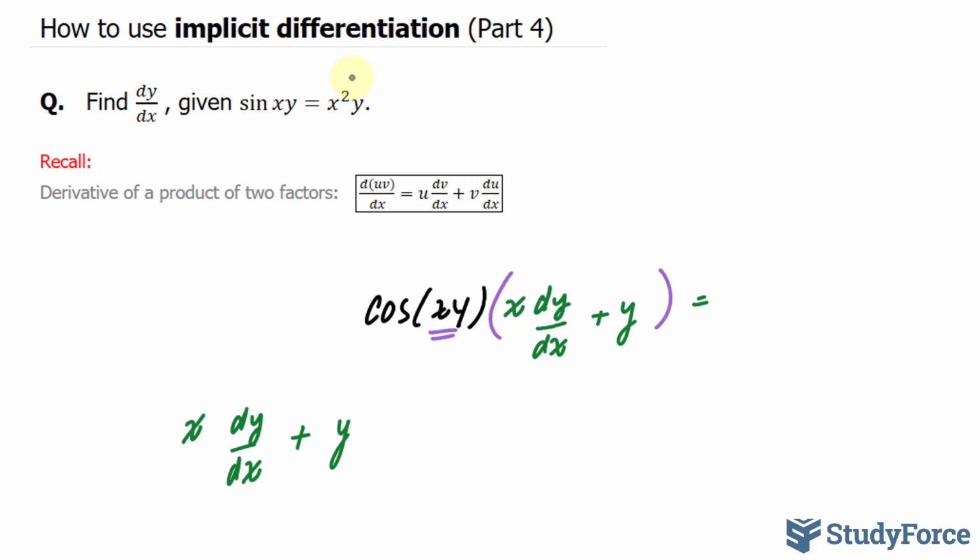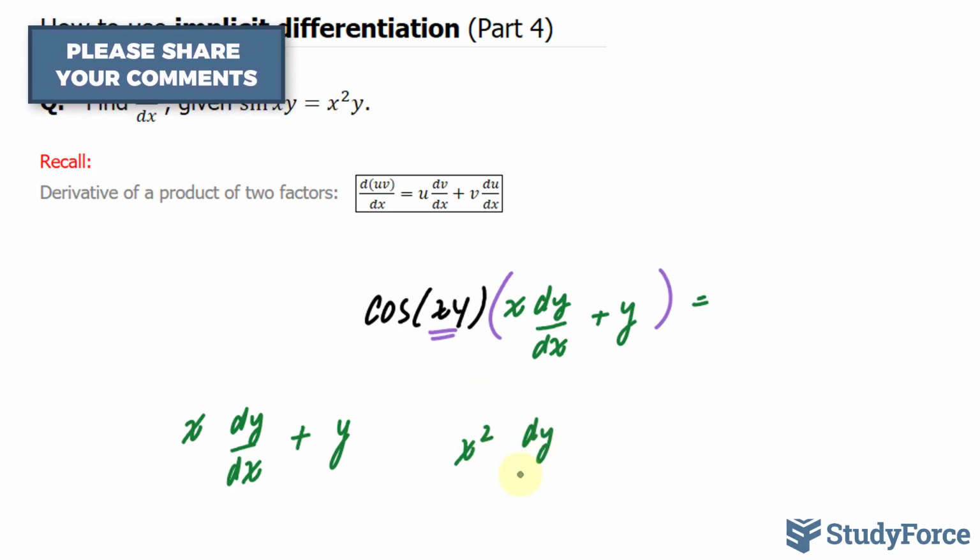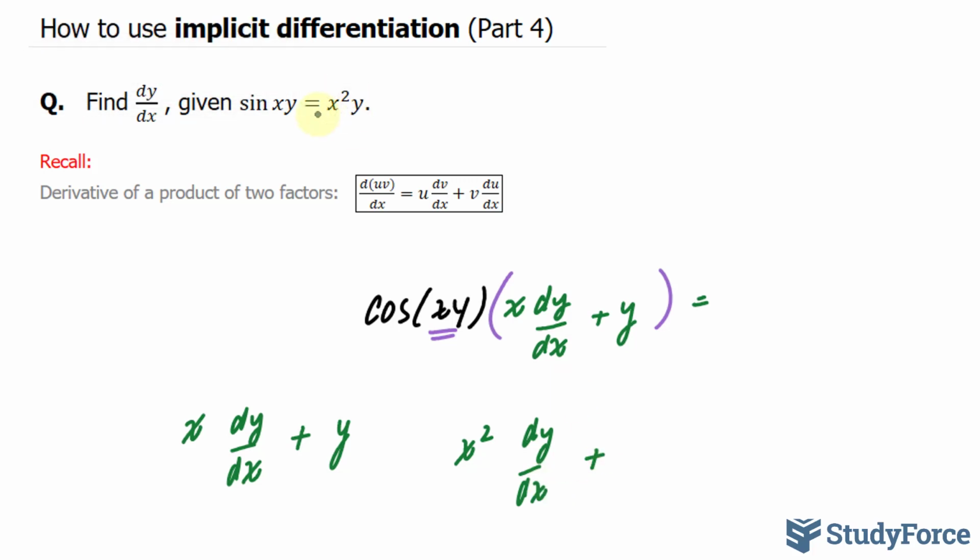Now on the right side, again, we'll need to use the product rule. So doing the same thing as before, I'll leave this the way it is. Find the derivative of y, which is dy over dx, with respect to x, of course. Plus, the derivative of x squared is 2x. Leave y the way it is. This will be on the right side.